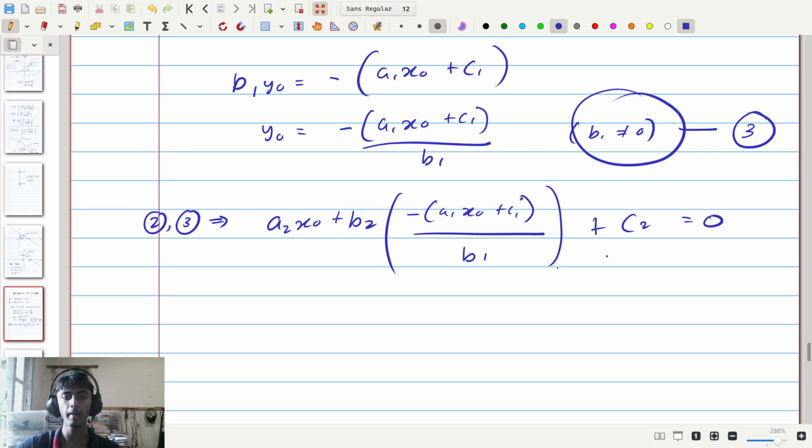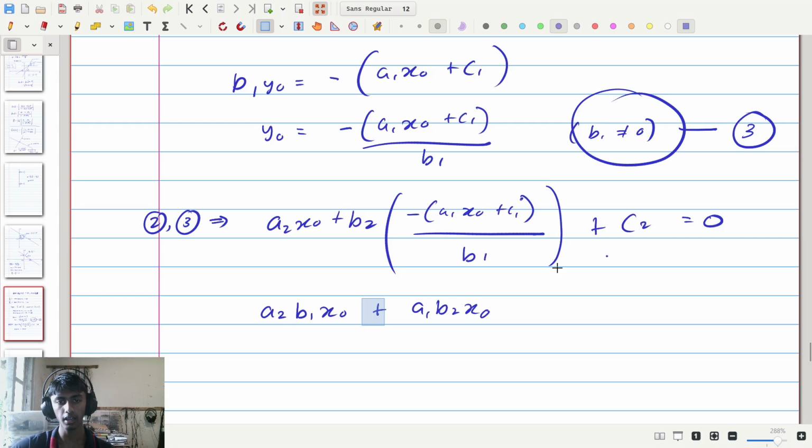Doing so, multiplying everything by b1, the first term becomes a2 times b1 times x0, and the second term becomes b2 times this thing divided by b1, times b1. So the b1 cancels out with the b1 we multiply by, leaving us with just b2 times this thing here. The first part of that is going to be b2 times negative a1 x0. So I'm going to write that as a1 b2 x0, as in a negative a1 b2.